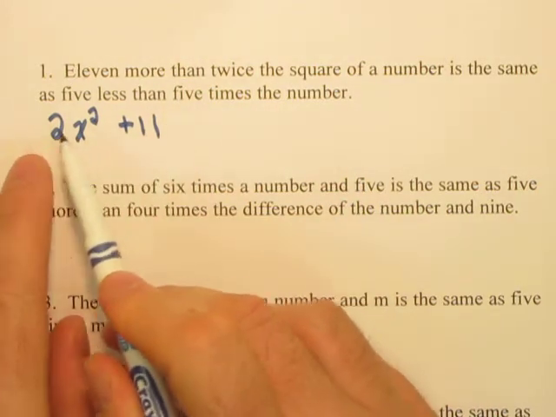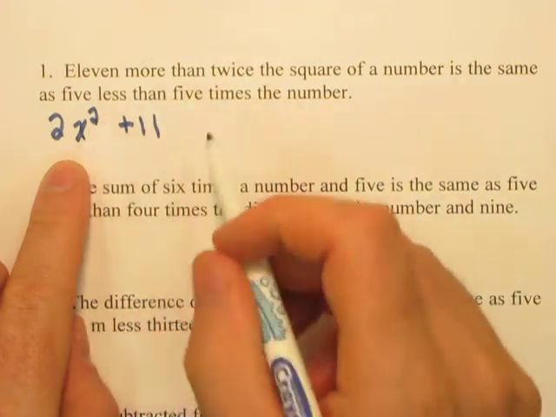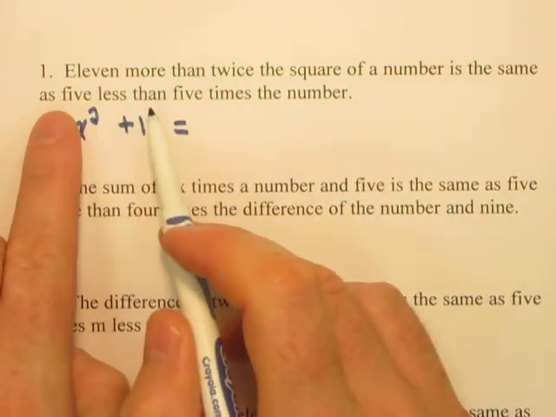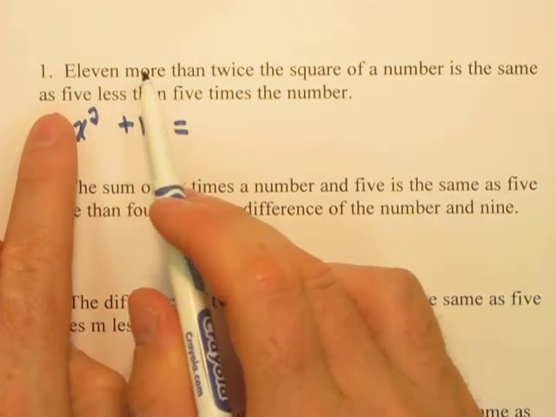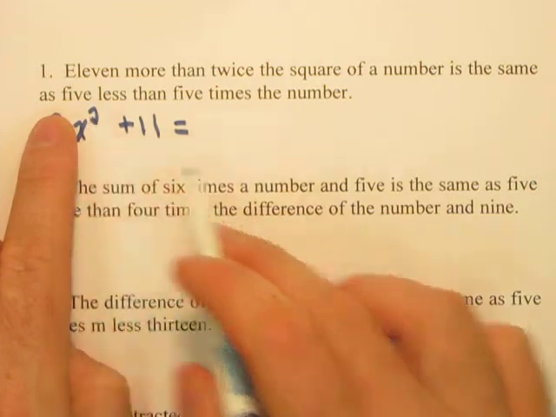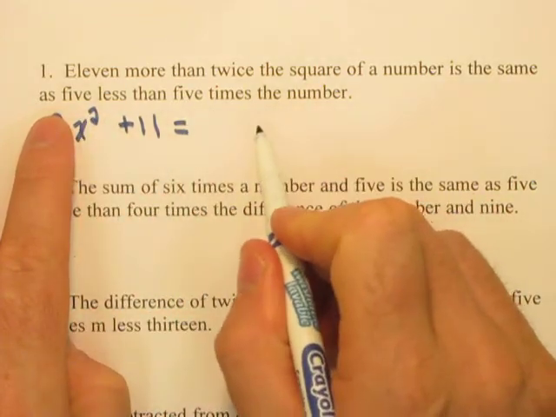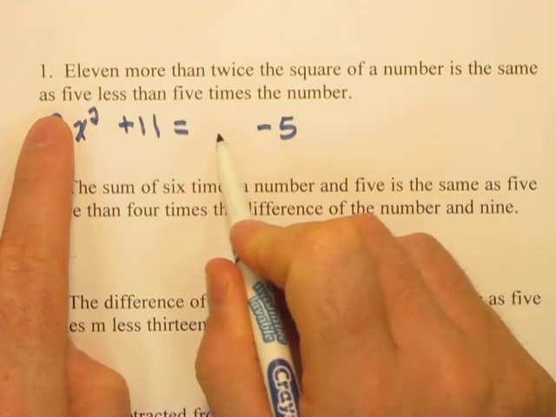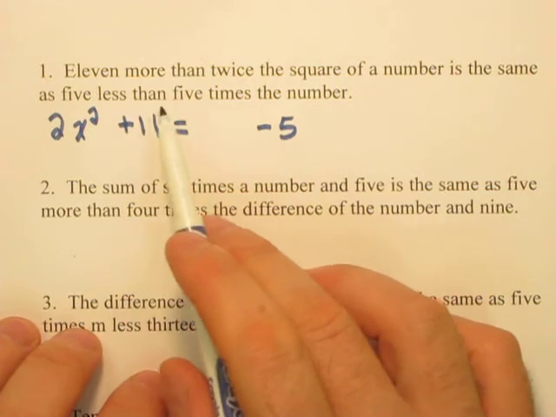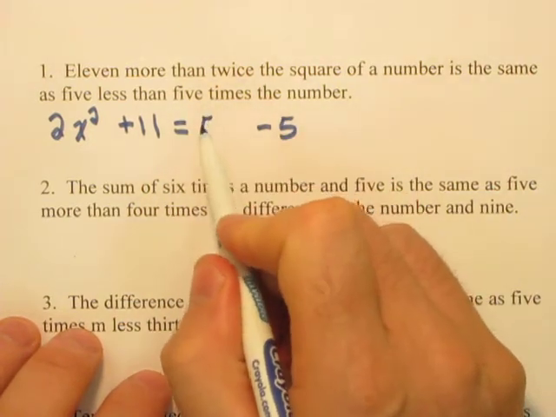11 more than twice the square of a number is the same as, well, that means equals, 5 less than, well, again, when you see the more than or the less than, it's not an inequality, but rather it's a shift in where you should write. And so when it says 5 less than, it's telling me to subtract 5 from something. And so I shift over, write minus 5, and I answer the question, 5 less than what? 5 times a number. In this case, that'd be 5x.